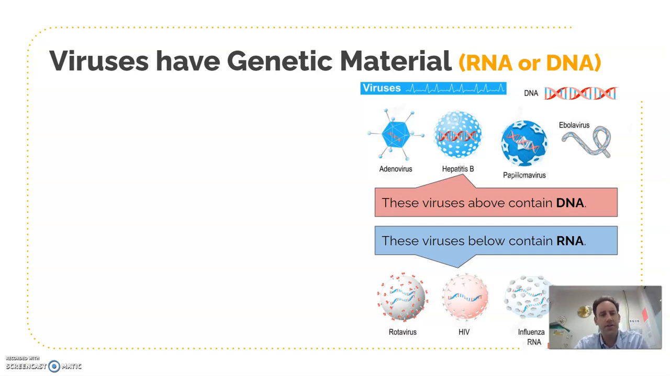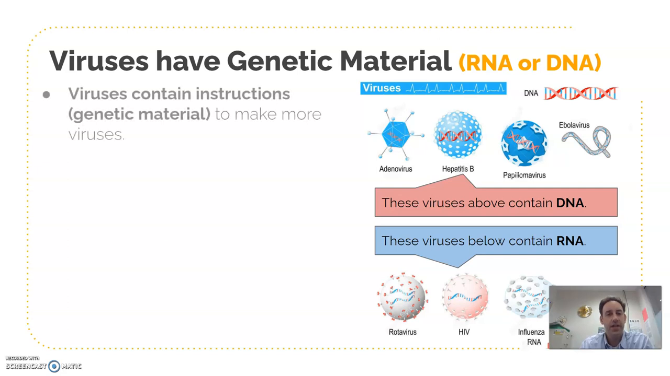We've talked about what viruses don't have. What do they have? The most important part of a virus is its genetic material, and they do have genetic material. Some of the genetic material is DNA, and here are some viruses with DNA as their genetic material. Other viruses have RNA as their genetic material, and here are some examples of RNA viruses.